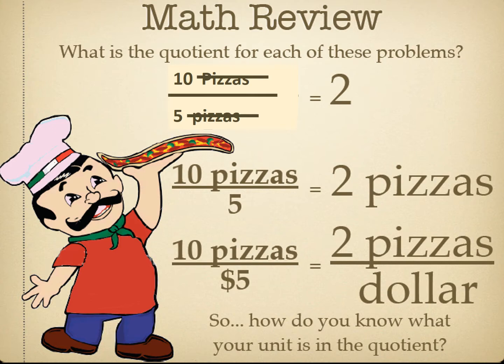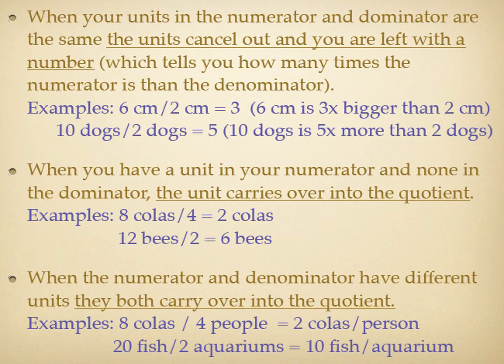So now we know how quotient works. For example, numerator and denominator are part of a quotient. The units will cancel out if you have the same unit on top as on the bottom. For example, 6 centimeters per 2 centimeters equals just 3. That means basically 6 centimeters is 3 times bigger than 2 centimeters. And the same thing for 10 hot dogs divided by 2 hot dogs is 5. So 10 dogs is 5 times more than 2 dogs.